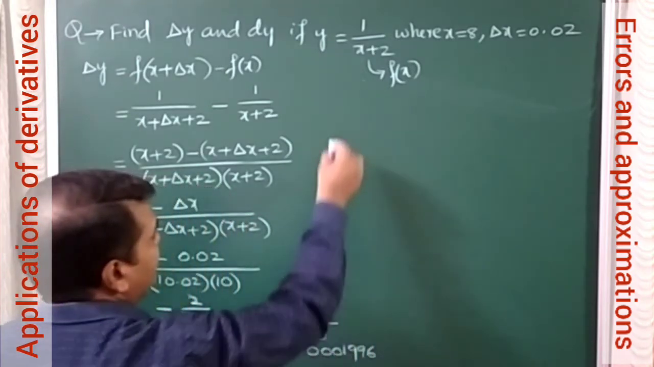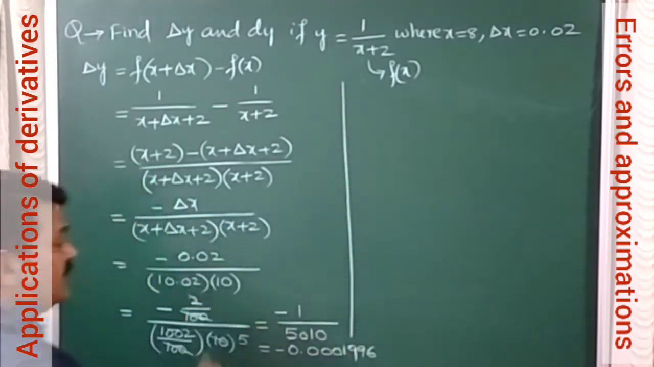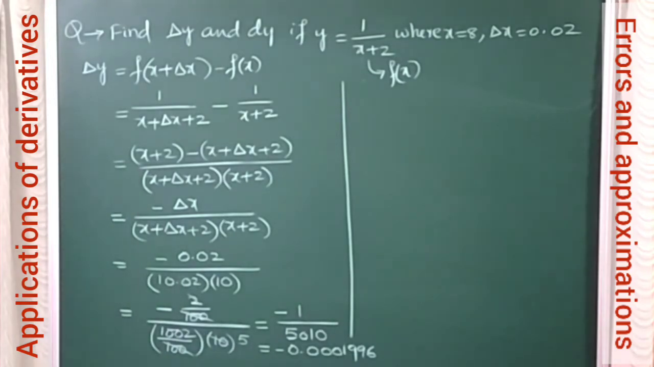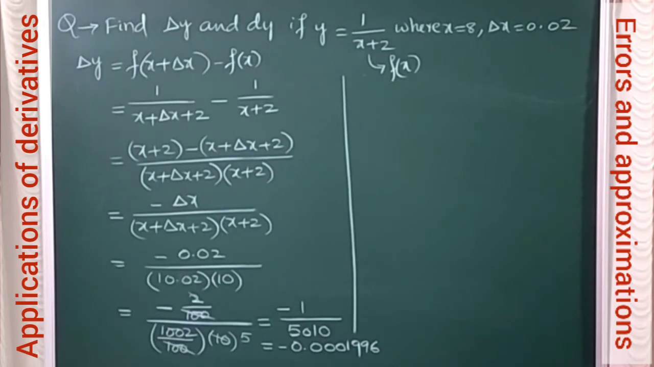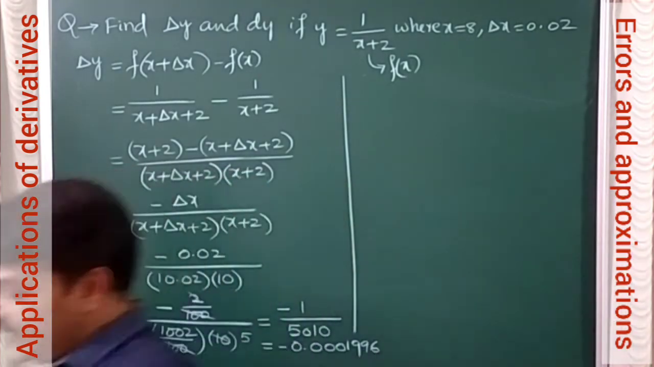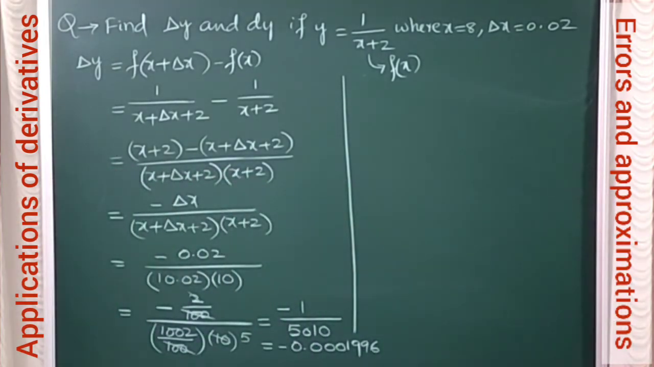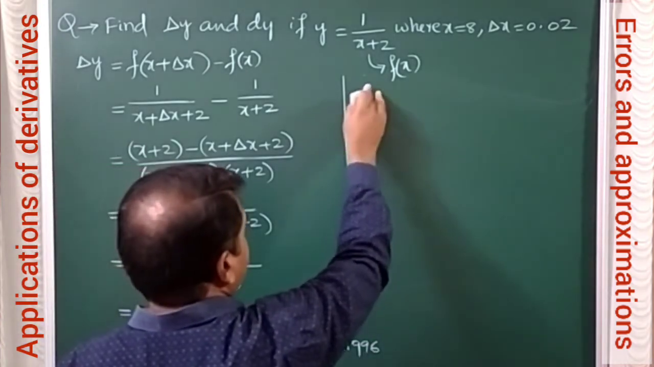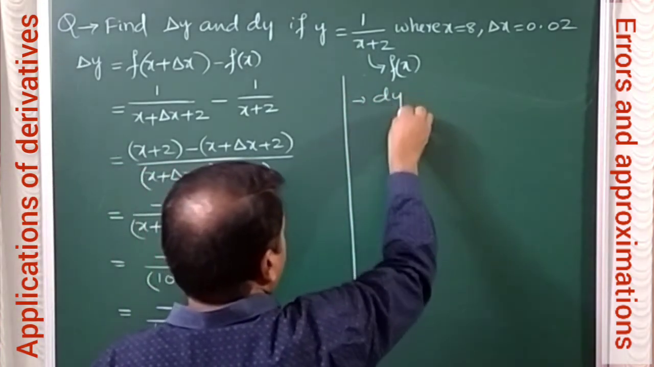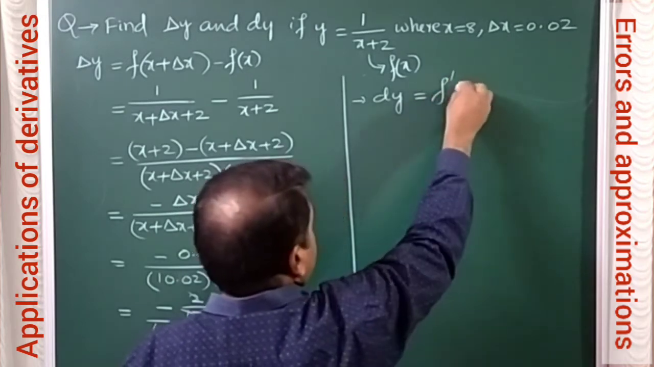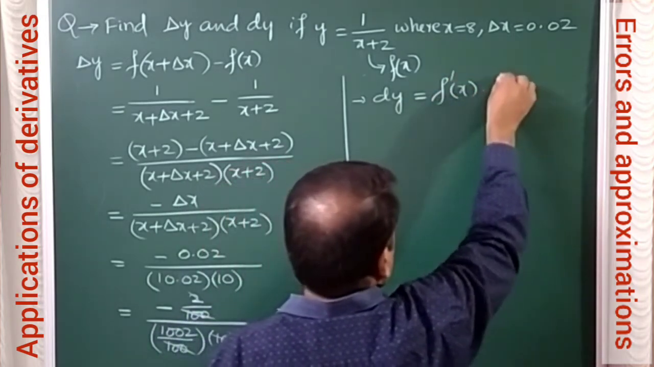0.0001996 after simplification. So this is delta y. Now we have to find dy. Okay, now let us find dy. So delta y is completed. Now let us find dy. So we know that dy is f dash of x into delta x.